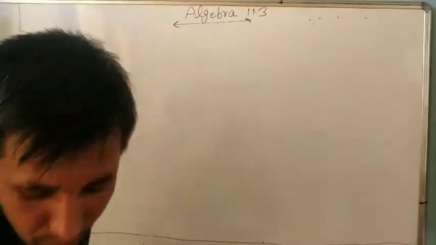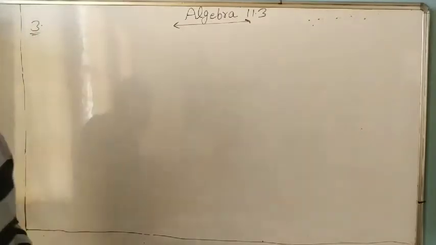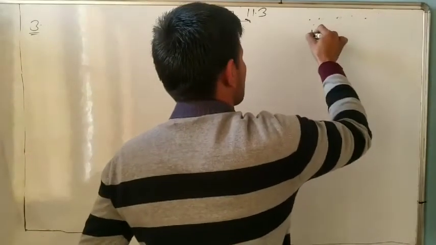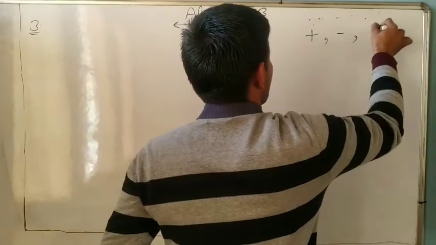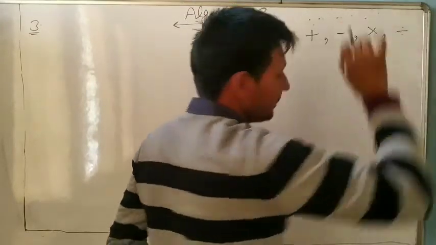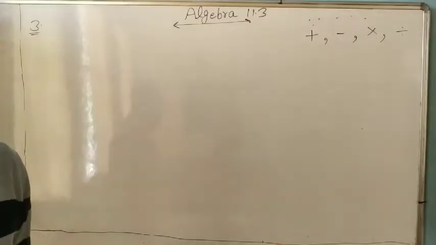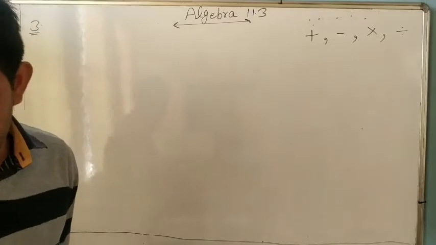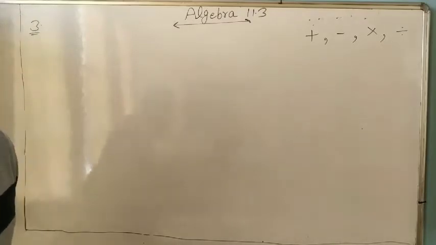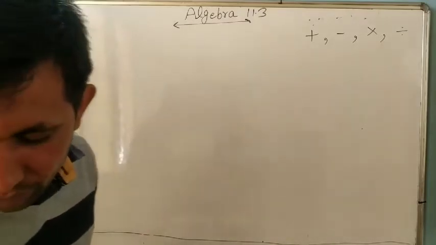Third is identify the operation. Everyone knows there are 4 operations: plus, minus, multiplication and division. Identify the operations addition, subtraction, multiplication in forming the following expression and tell how the expression has been formed.